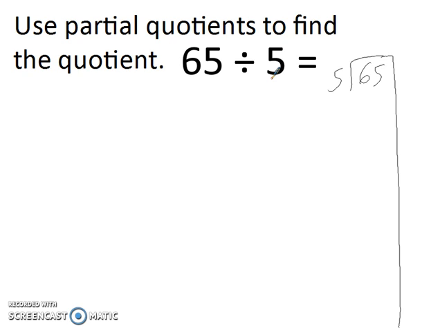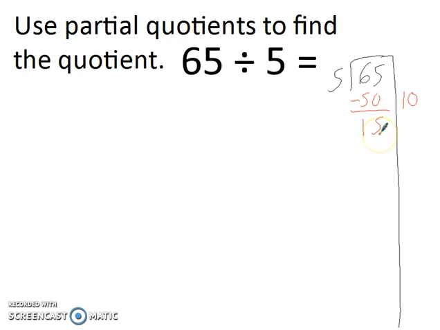So instead of me going one piece at a time, I'm going to use some chunks. So here's a fact that I know. 5 times 10 is 50, which is less than 65. So I'm putting a 10 right here, and I'm taking it times 5. 5 times 10 is 50. And I subtract, and now I have 15. So notice I gave all 5 of the people 10 pieces right now.